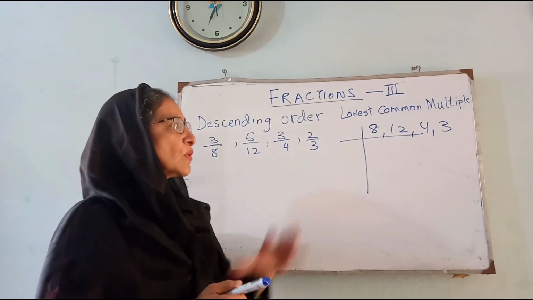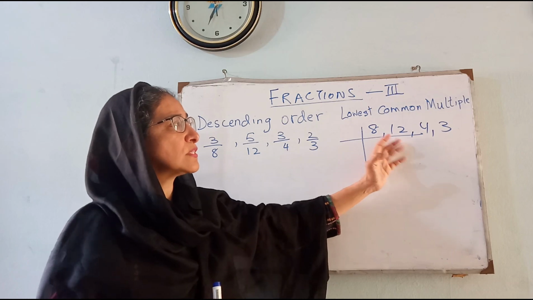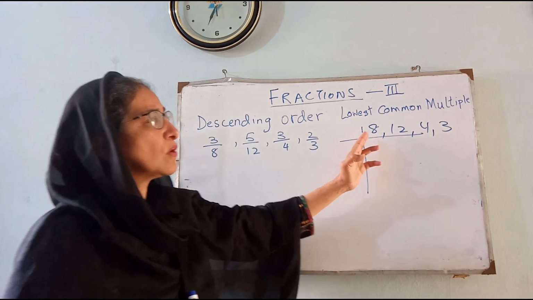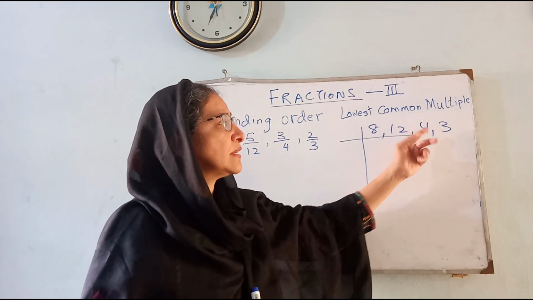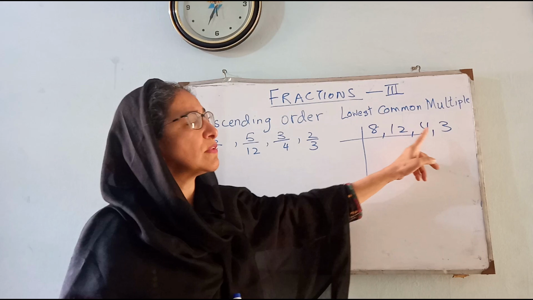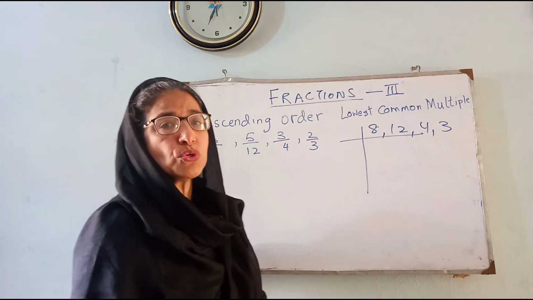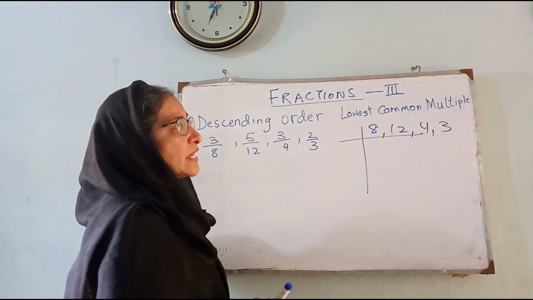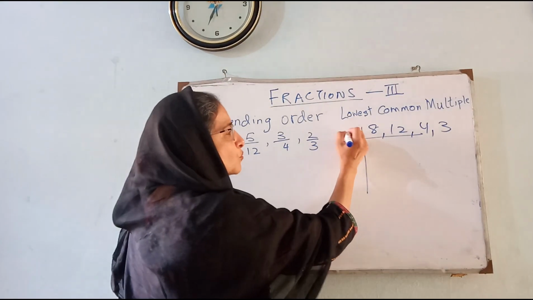I want to take the LCM. This is just like division. What we want to know is in which table these numbers are going to come. As you can see, the majority of the numbers are even. 8, 12 and 4 are even numbers, so they come in the table of 2. So we will start our LCM from the lowest number, which is 2.